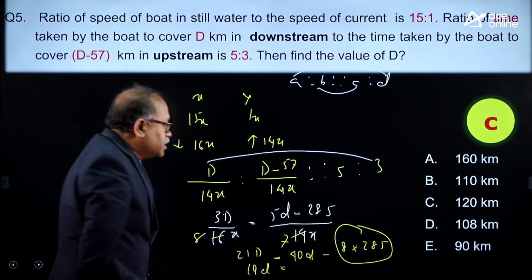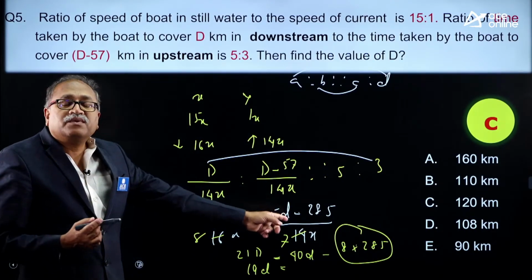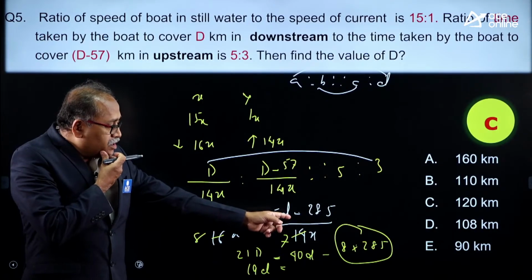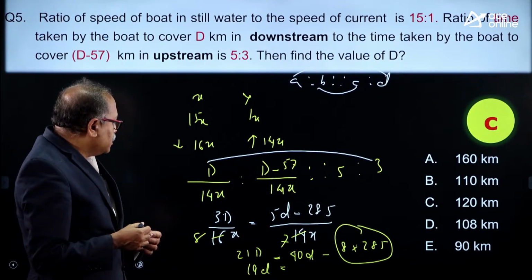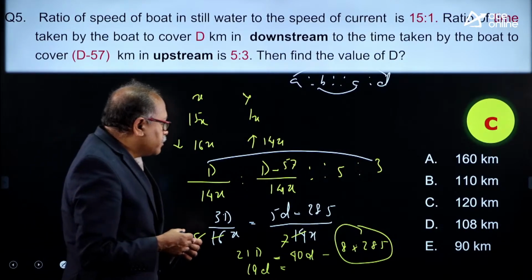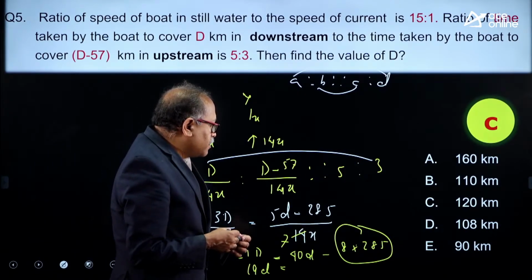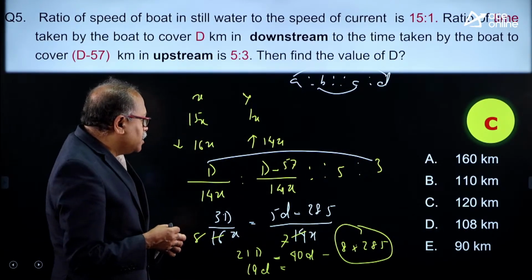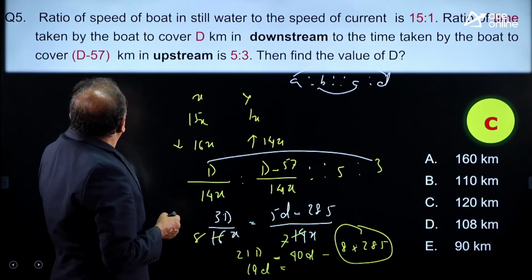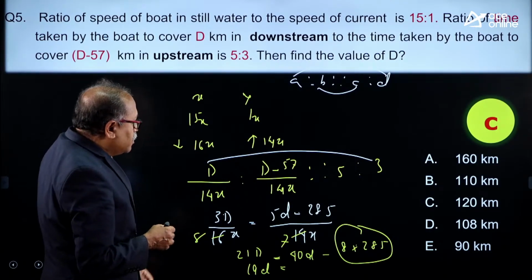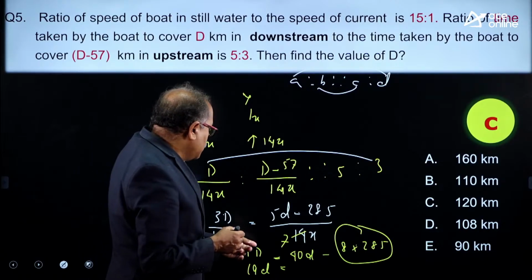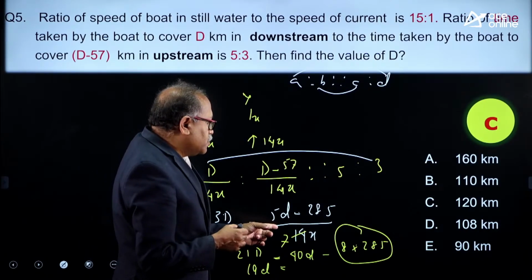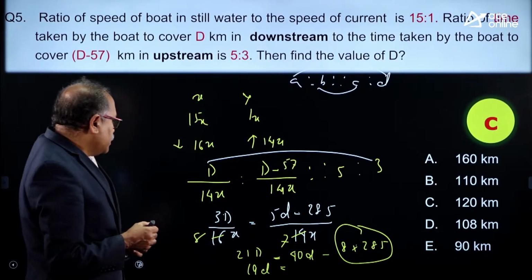So will this number get cancelled by 19? 19 1 19, and I am left with 17. So is this number getting cancelled by 19? Am I right over here? We are on this question, it should get cancelled. 19d is equal to 57.